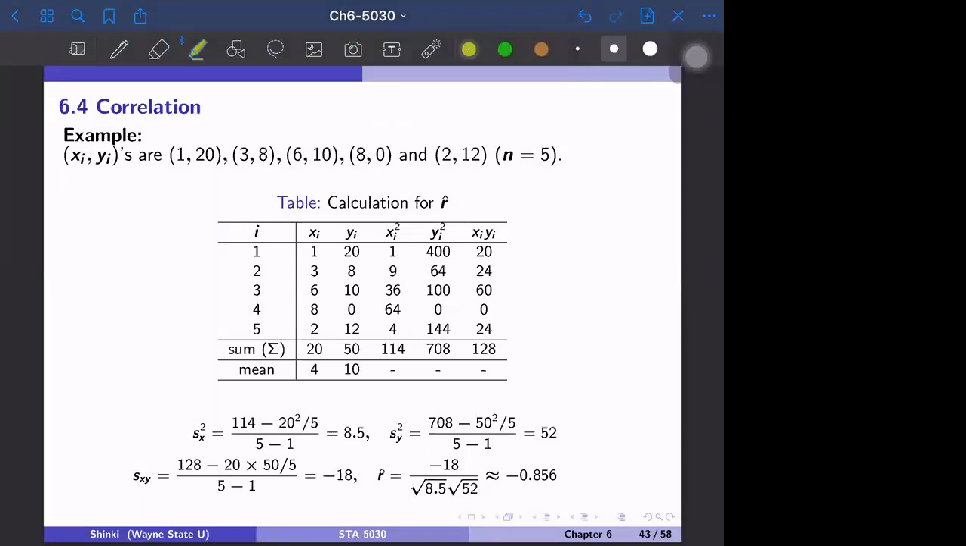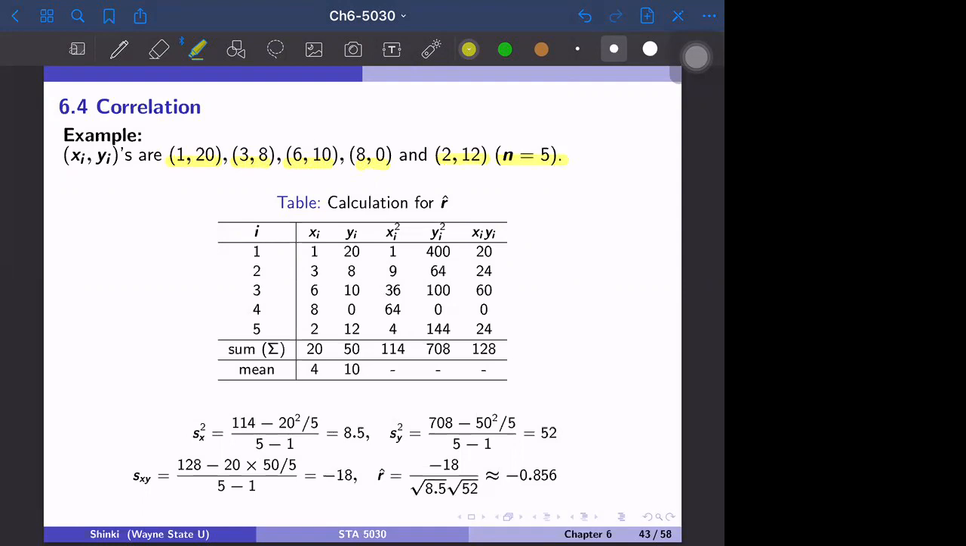Hi, we will now have some examples for Pearson's correlation. The first one is just a paper and pencil example for sample correlation, showing how to calculate it. Suppose we have 5 points, so n is equal to 5, and we want to find the sample correlation coefficient.